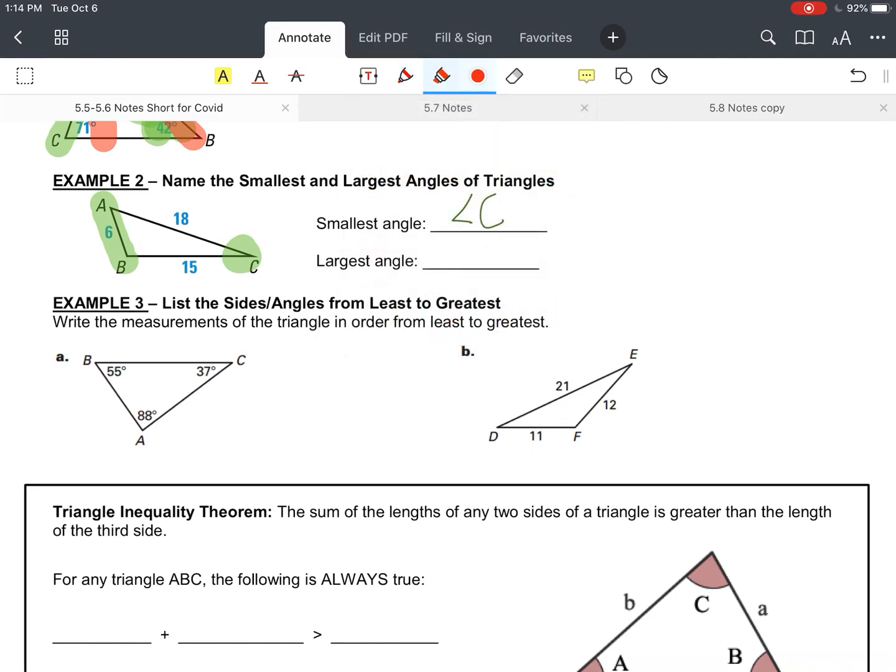My largest angle will be opposite the largest side. So here the largest side is 18, AC, so the largest angle would be B, across the triangle from it, not touching it at all.